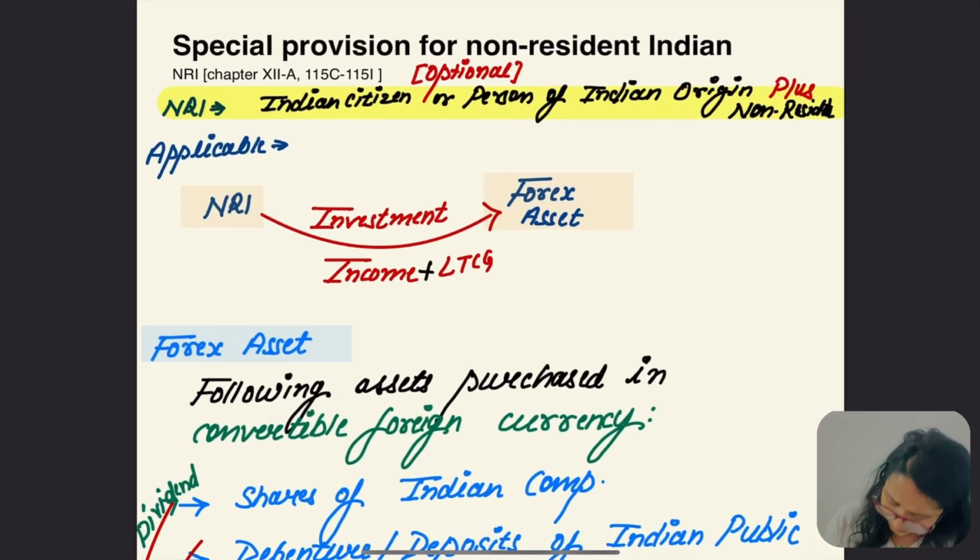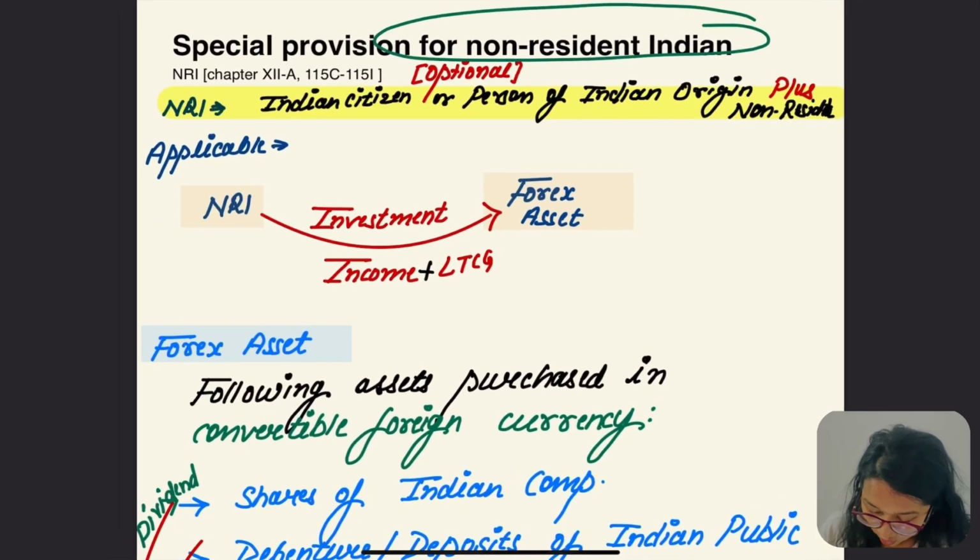Okay, let's go on. There are some provisions which are given for the non-resident Indian. I'm not talking about the non-resident, I'm talking about the NRI people. Now who are these NRI people?